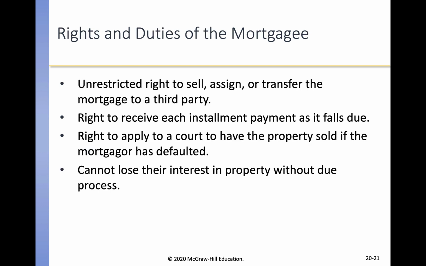The mortgagee is the one lending the money. The mortgagee has the unrestricted right to sell, assign, or transfer the mortgage to a third party. So if I borrow money from Chase Bank to buy my house, Chase Bank can sell that loan to another bank, and they can collect on that loan.